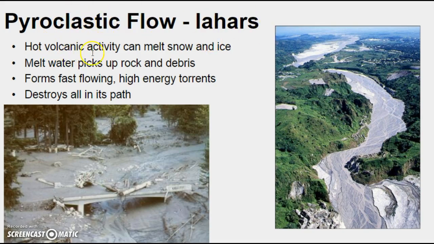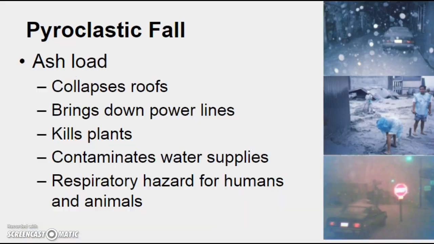Here are lahars. Volcanic activity melts snow and ice, and a lot of volcanoes are high in elevation, where it's colder. The meltwater picks up rock and debris, and these form very fast-flowing, high-energy torrents that destroy pretty much everything in their path. It wipes out everything in its path. And those are called lahars.